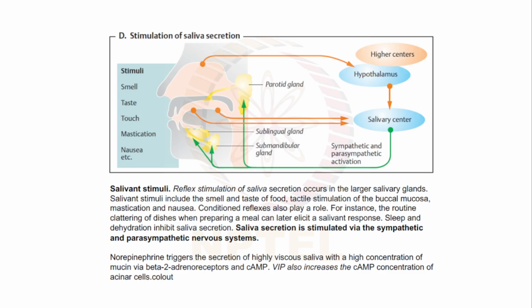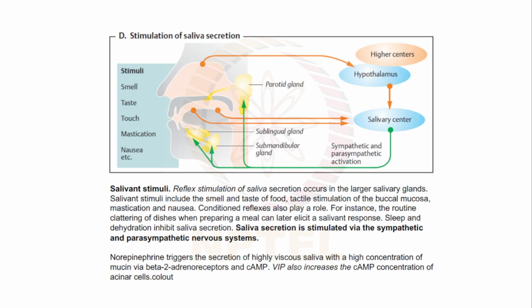The acetylcholine, epinephrine, and norepinephrine all play their roles according to what has been assigned to them. What happens is reflex stimulation of saliva secretion in the large salivary glands. Salivary stimuli include the smell and taste of food, tactile stimulation of the buccal mucosa, mastication, and nausea. Basically, saliva secretion is stimulated by the sympathetic and parasympathetic nervous systems together.